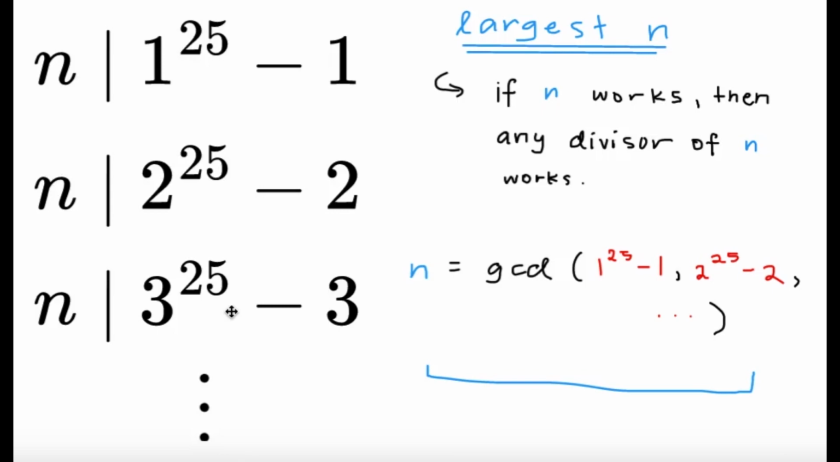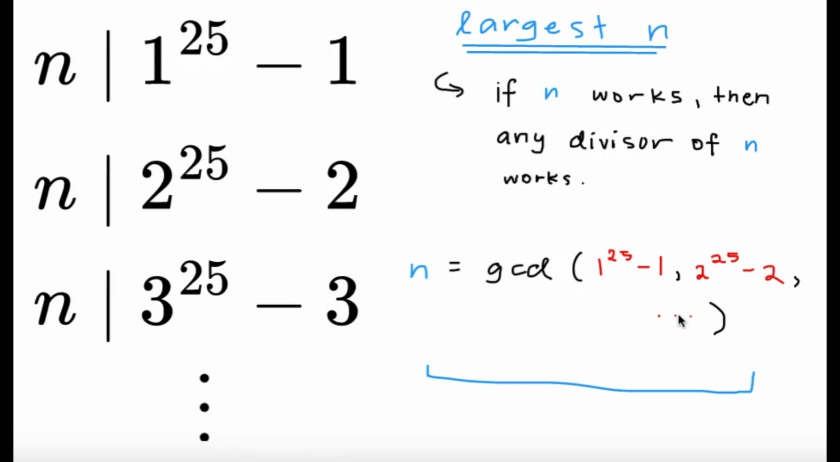So let's try to set the GCD of 1 raised to 25 minus 1, 2 raised to 25 minus 2, and so on to be equal to n. Now, the GCD of this infinite set of numbers is going to be equal to the largest possible value of n, as per the given. But then again, we cannot directly get the GCD of an infinite set of numbers.